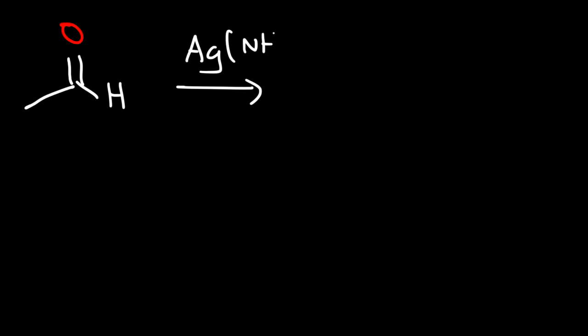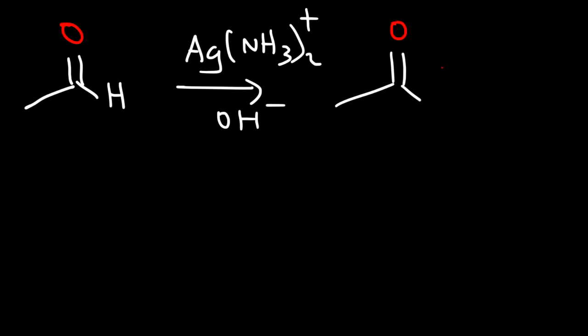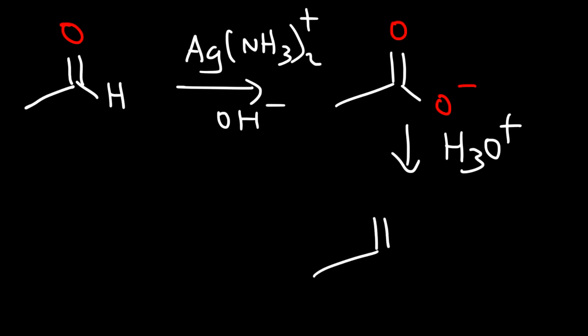Another reaction that you need to be familiar with is the reaction of aldehydes with the silver cation. So let's say we react this particular aldehyde with Ag complexed with ammonia in a basic solution. Aldehydes are very sensitive to the silver cation, and so it's going to be oxidized into a carboxylate ion. Under basic conditions, this will be deprotonated, but if in the second step you decide to acidify the solution, you can convert it into a carboxylic acid.